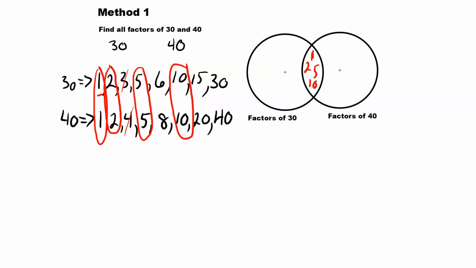And if I was now going to put all the rest of the numbers in, I could see that for 30, I want to account for the 3 because it's a factor of 30, but it's not a factor of 40. In the factors of 40, I'm going to put in a 4.